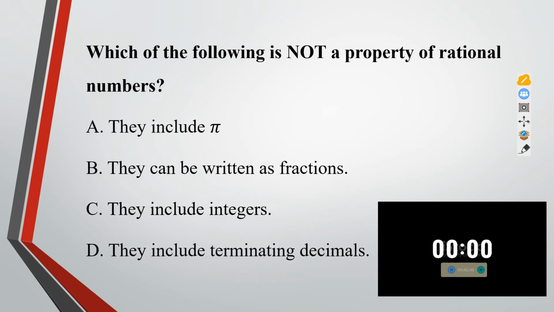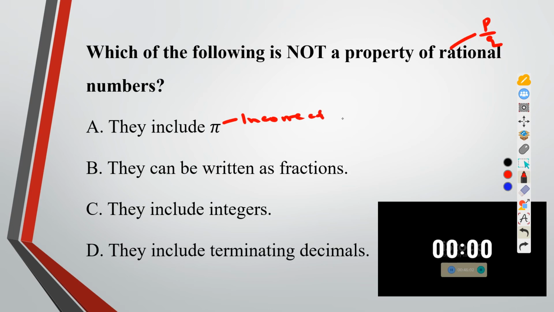Which of the following is not a property of rational numbers? First of all, I hope you understand what rational numbers are. Numbers which can be expressed as a fraction. When we look at this, it is incorrect. The reason is pi, this pi here is irrational.